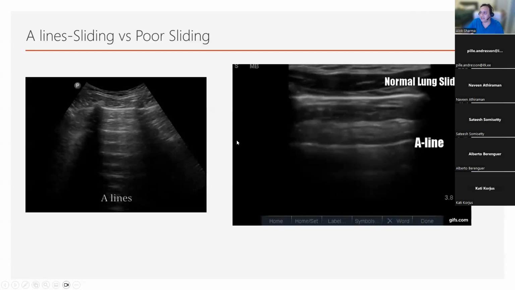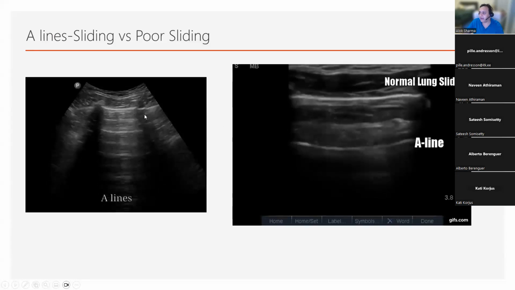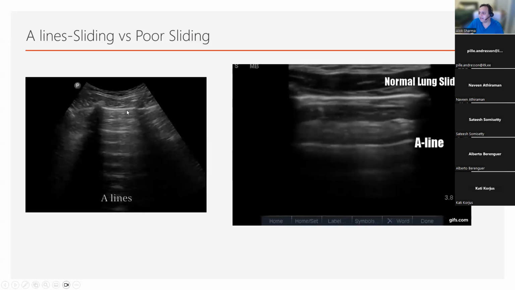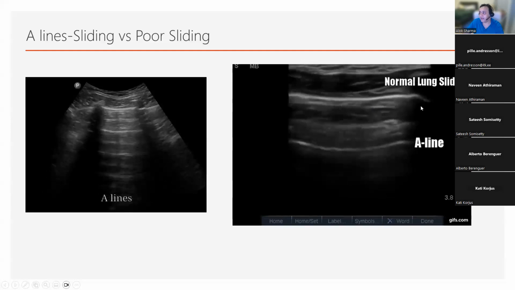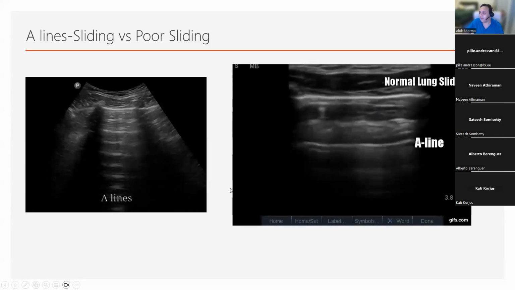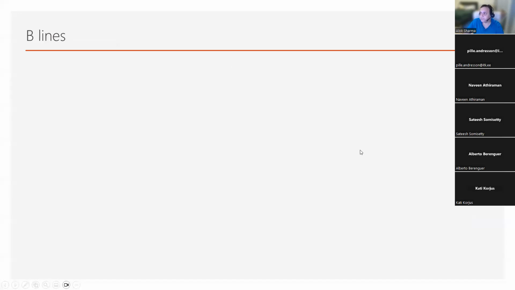This is what normal sliding looks like. So this is an adolescent, and you can see that the sliding, whilst present, is less prominent. But on the right-hand side, what you can classically see is very good sliding, again with classical A-line profiles with well-aerated lung. So this is an A profile.